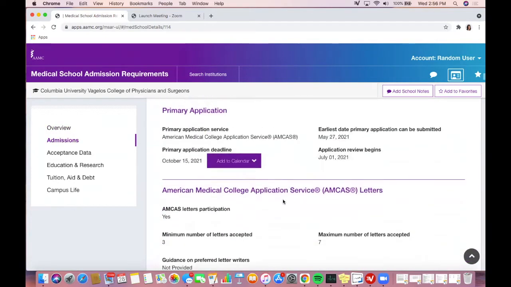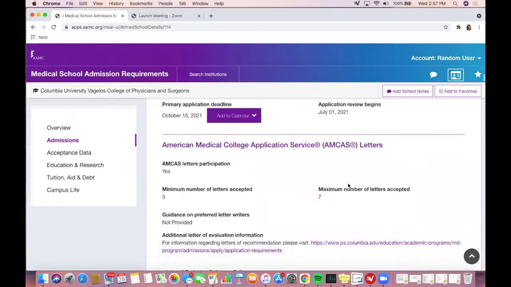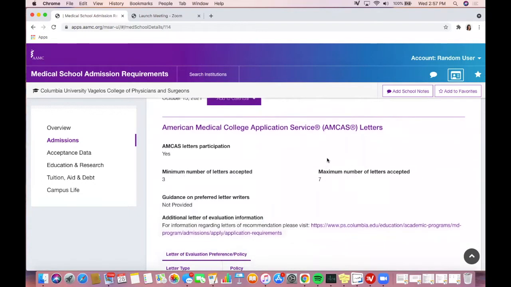Okay. Then here you're going to see some deadlines. The earliest date to submit your primary this year is May 27th. Application reviews will begin on July 1st, right? So you can see that Columbia really, for those students who are able to get their applications in on May 27th and turn around the secondary essays very, very quickly, you can have a super early review of your application. Then you will get to letters of recommendation.